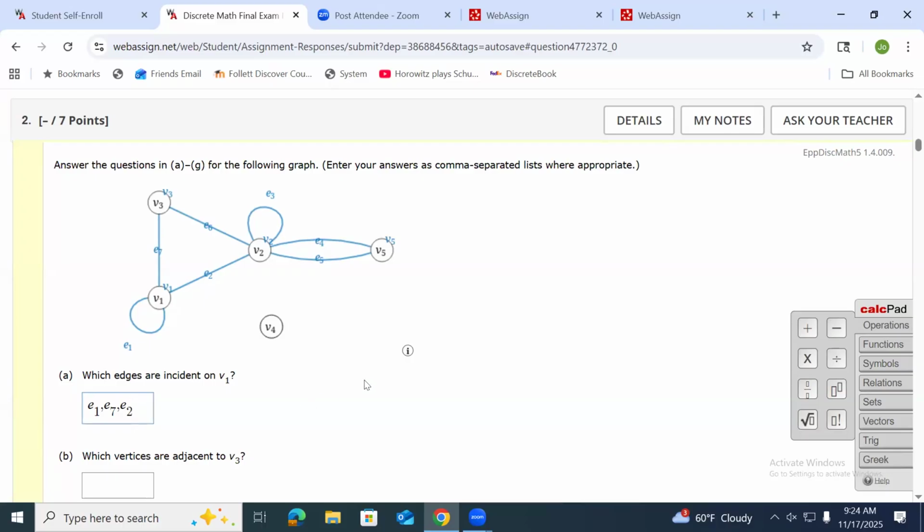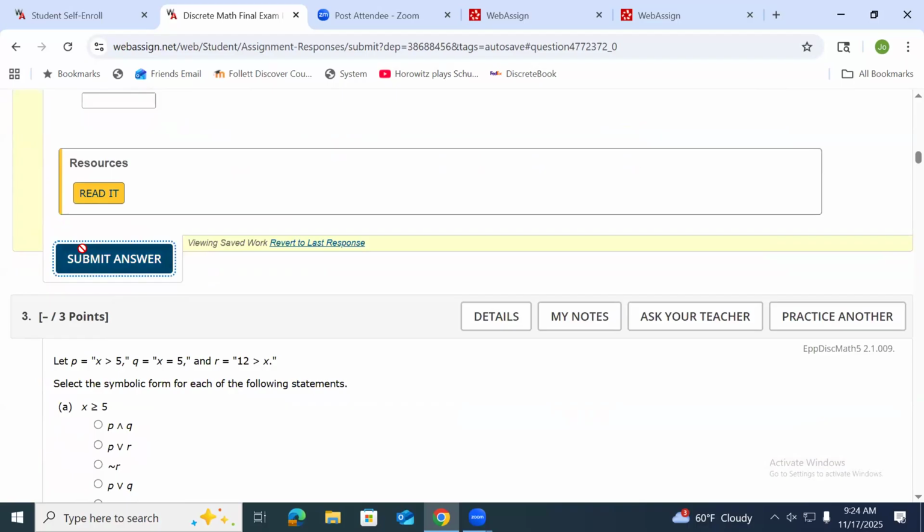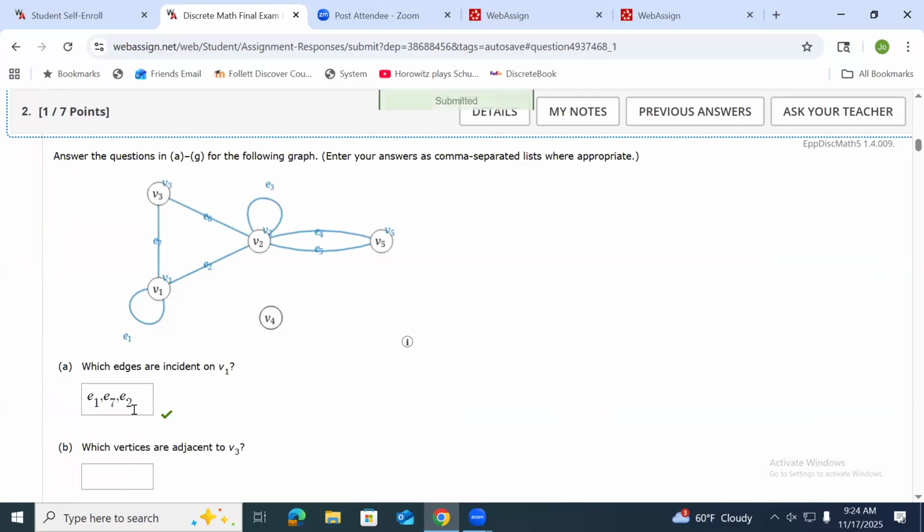So that's the first ones. Let me just check that answer one at a time, make sure that we got it right. Okay, perfect. Which vertices are adjacent to V3?